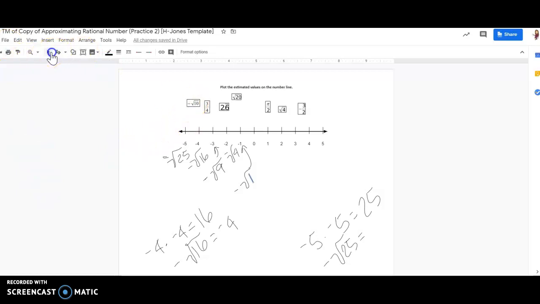So let's think about where this negative number would go right now. I've got the negative square root of 10. And I know that -2 is the negative square root of 4, and -3 is the negative square root of 9. Well, 10 is bigger than 9, so -3 is the negative square root of 9, and -4 is the negative square root of 16. And the negative square root of 10 is between those two numbers. So it's going to go somewhere in between -3 and -4.